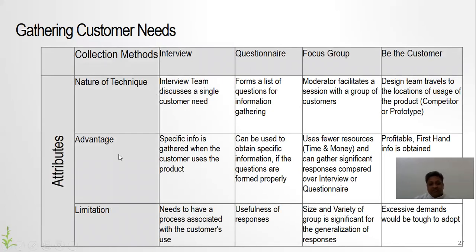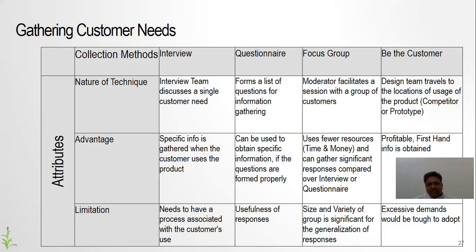Gathering customer needs: these are the attributes and collection methods. If you see here, the collection methods are interview based, questionnaire based, focus group, and be the customer type. The attributes are nature of technique, advantages, and limitations. The nature of the technique in an interview is that the team discusses a single customer's need, meaning for a specific reason you can interact with them.